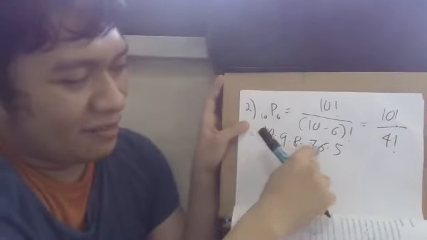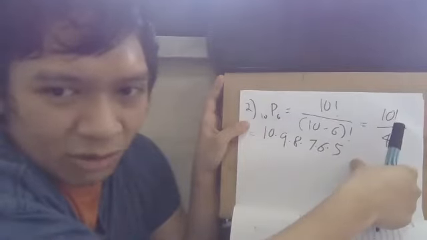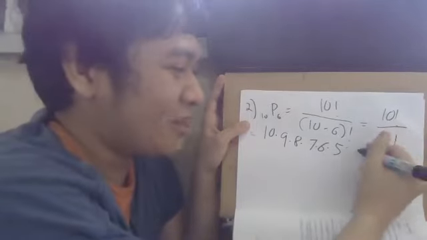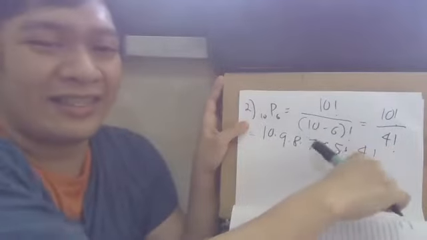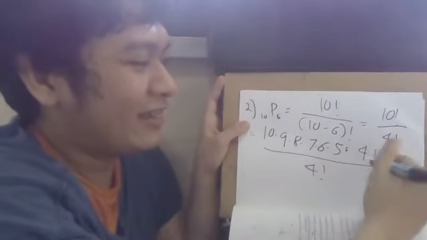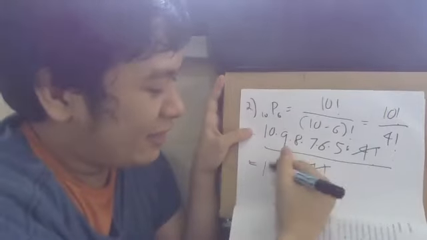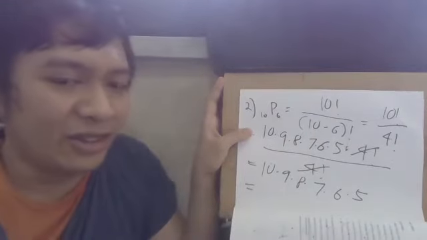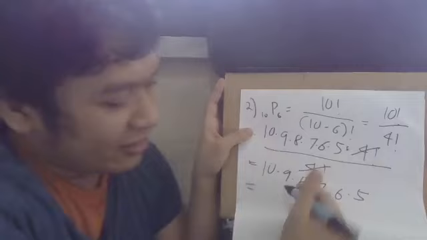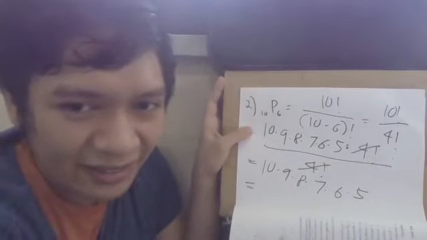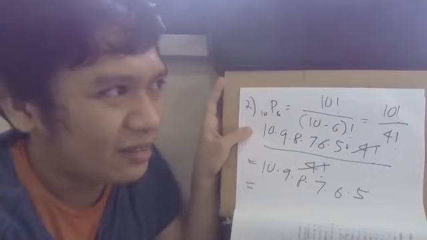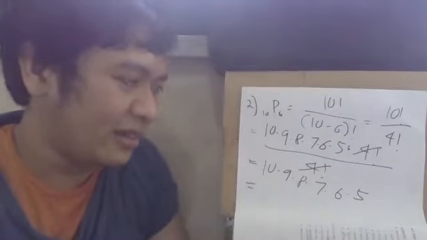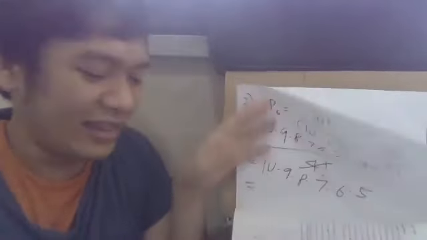10, 9, 8, 7, 6, 5, 4, 3, 2, 1. Di ba? 4 times 3 times 2 times 1 equals 4 factorial. Huwag na natin isulat lahat. Yun na lang, 4 factorial na lang, divided by 4 factorial. Tapos sila yung magka-cancel. So you're left with 10 times 9 times 8 times 7 times 6 equals, yan to. 10 times 9, 90, times 8, 720, times 7, 5,040. 5,040 times 6 times 5. So 5,040 times 30.